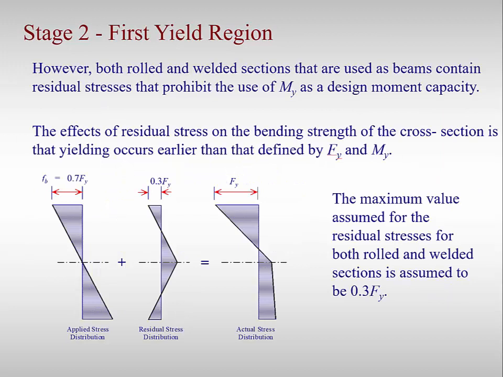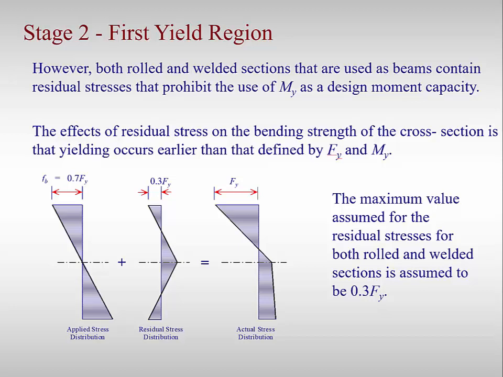The computation of the first yield moment capacity in rolled and welded shapes is complicated by the presence of residual stresses. The residual stress pattern must be superimposed on the bending stress distribution. This causes the cross-section to yield early, since stresses are already non-zero in the absence of any load. It is assumed that the maximum residual stress in rolled and welded shapes is 30% of the yield strength of the steel.